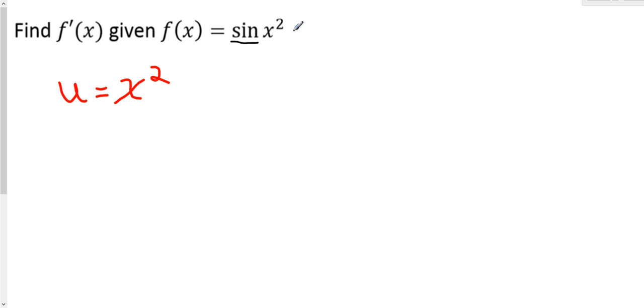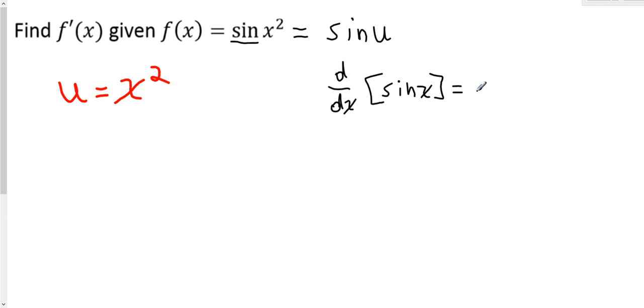So here's what I want to do then. This then is really just the sine of u. So in that case, I know that the simple sine rule says that the derivative with respect to x of the sine of x is equal to the cosine of x. I know that's a simple sine rule, but there's a chain rule version that says the derivative with respect to x, so we're taking the derivative with respect to x, but it's not the sine of x. It's not the sine of the independent variable. It's the sine of u, where u is a function of x.